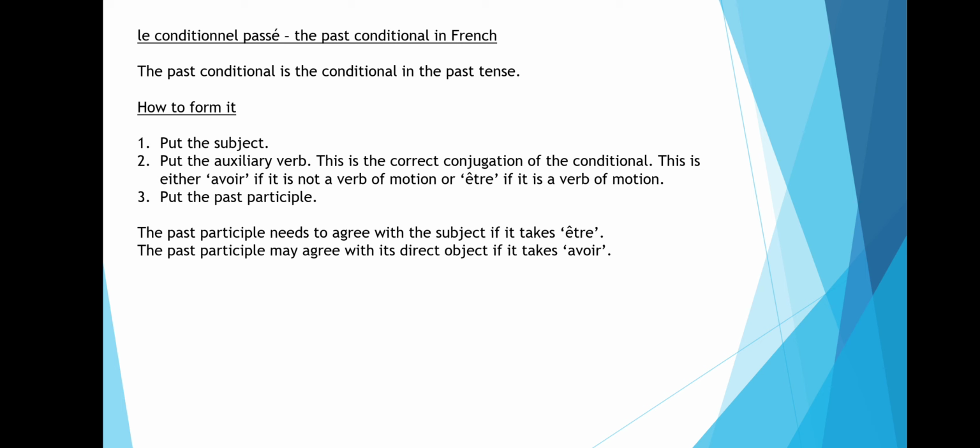So it's a bit like the pluperfect tense and passé composé, because there's always a subject, auxiliary verb and a past participle. Only in this case, the auxiliary verb is different. And then as always, the past participle needs to agree with the subject if it takes être, and if it takes avoir, the past participle may agree with its direct object.